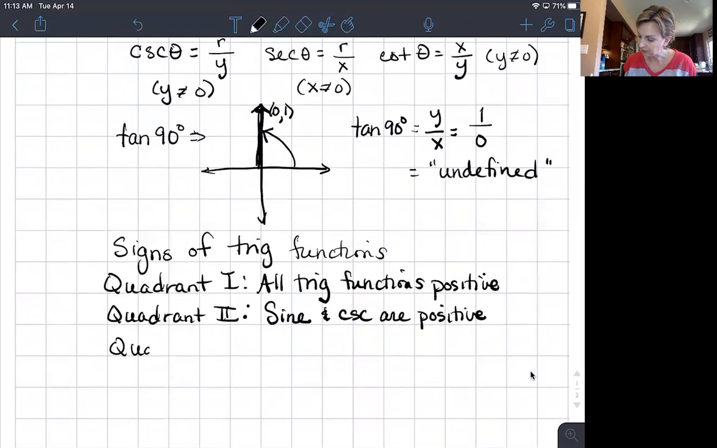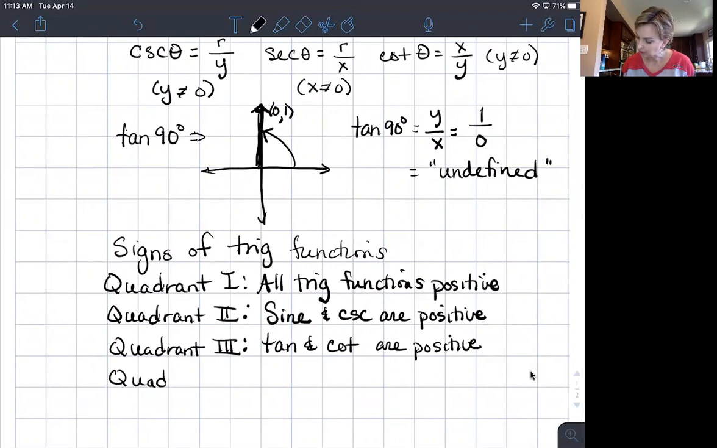In quadrant 3, tangent and cotangent are positive. The other 4 are negative in quadrant 3. And in quadrant 4, cosine and its reciprocal secant are positive. The other 4 are all negative.